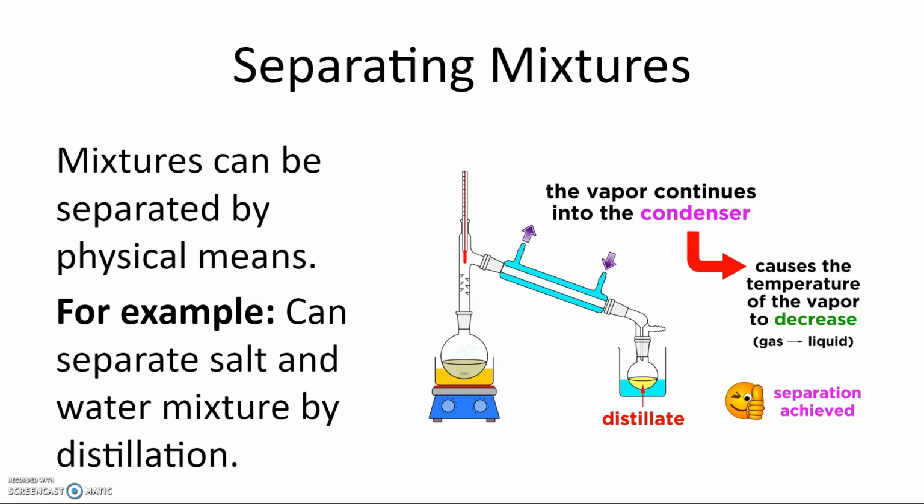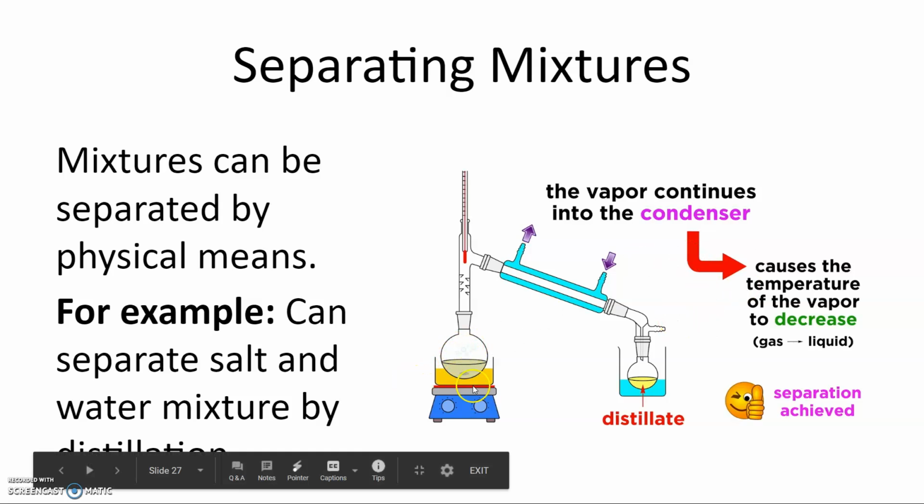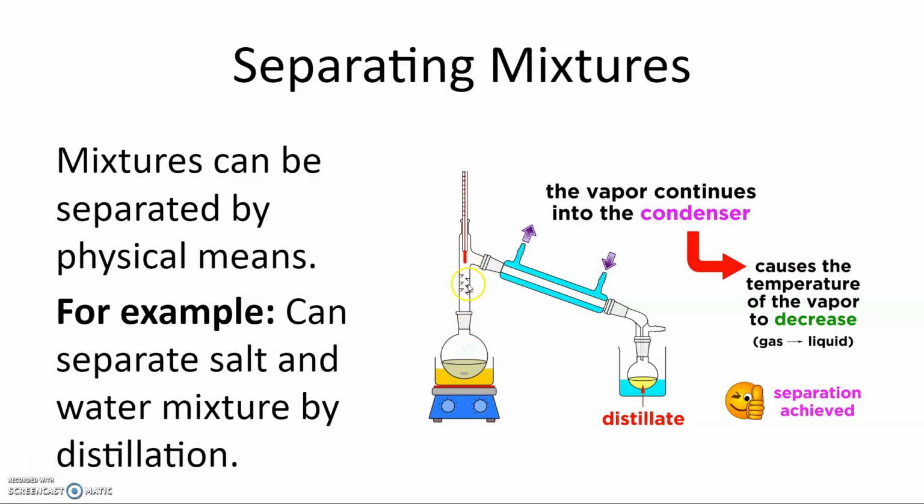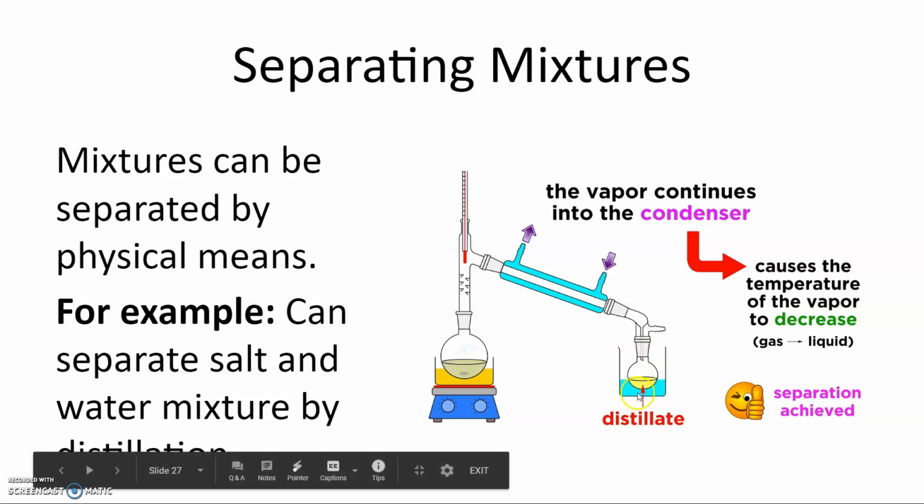Something like salt water, a homogeneous mixture like salt water or the tea, you can separate by using a process called distillation, where you heat up the mixture and the liquid water will start to evaporate, and then it will come down this tube and condense, and then drop on this other container as liquid water.